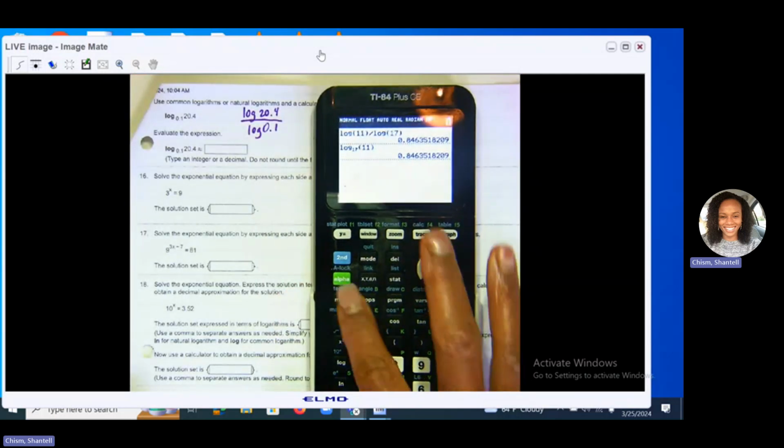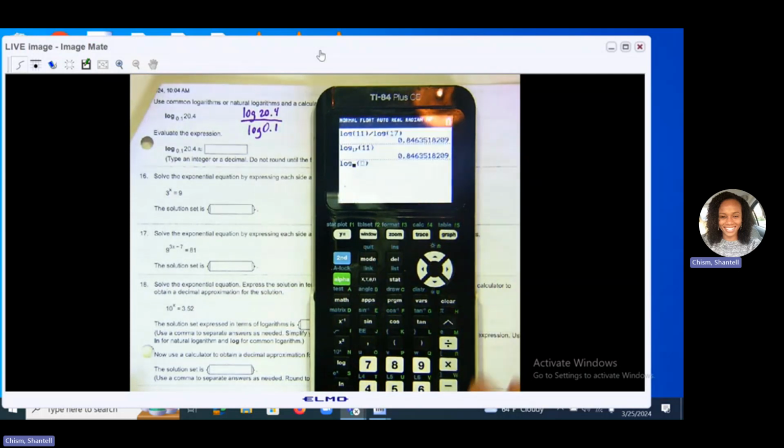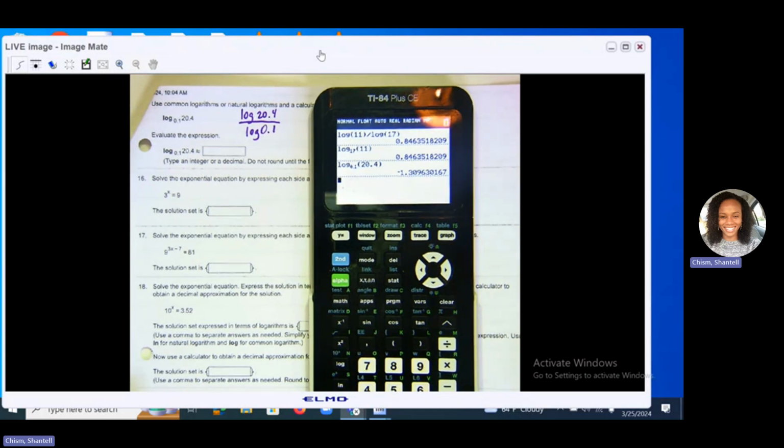So if I've got the shortcut key, I press alpha window to pull it up. So my base is 0.1. And my value that I'm taking the log of is 20.4. And I press enter, and I actually get a negative number.